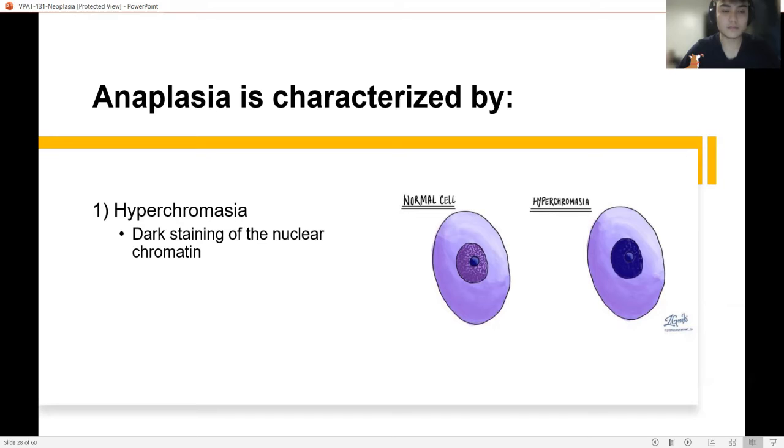So what we have here first is hyperchromasia. When we say hyperchromasia, it is the dark staining of the nuclear chromatin. As we can see from the picture here, we have the normal cell and hyperchromasia. We can easily observe the dark staining of the nucleus compared to the normal cell.